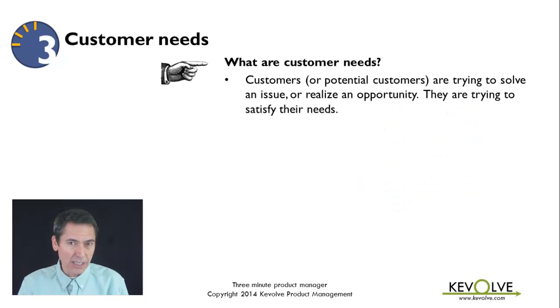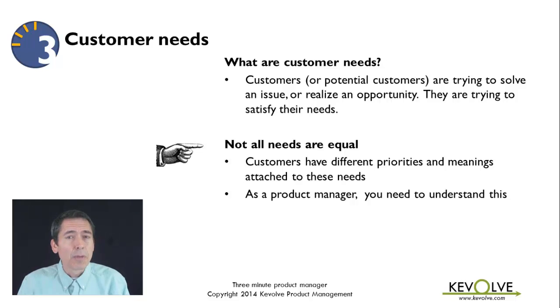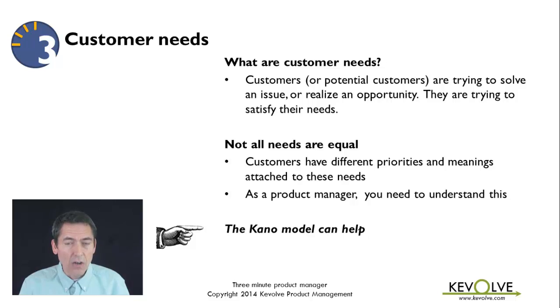Let's think about customer needs to start off with. Customers or your potential customers are trying to solve an issue, trying to realize an opportunity, trying to satisfy their needs, but not all of these needs are equal. Customers have different feelings, different priorities, and they attach different meanings to these needs. As a product manager, it's important to understand all this. The Kano model can help us out.